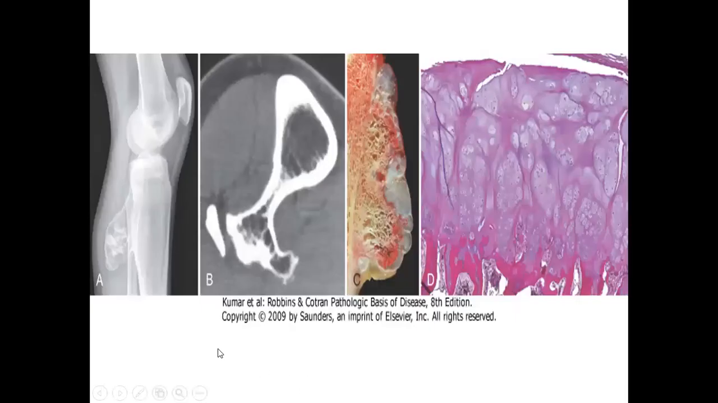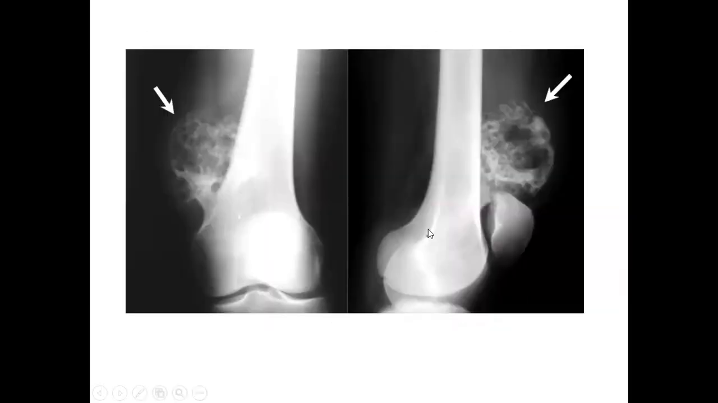So this is the X-rays and gross and microscope. Osteochondroma. These are the islands of hyaline cartilage covered by bone. Exostosis. So this is the stalk of the osteochondroma, and this is the mass arising from the distal end of the femur.